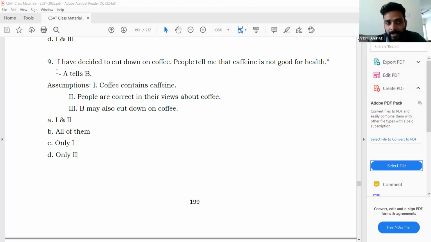Can you say that A is telling B with the intention of influencing him? Can we say that? We can't say that, right? That's all we are concerned about. We are not concerned with what B goes and actually does. We are just trying to identify A's assumptions.